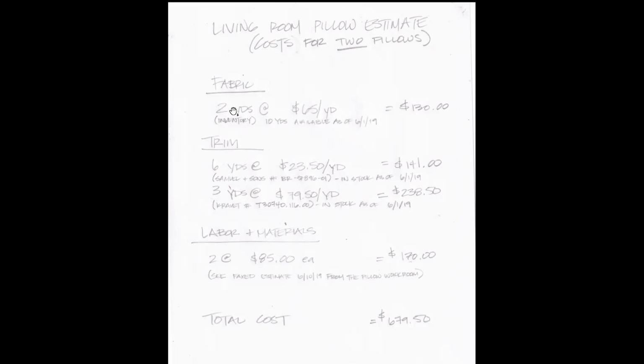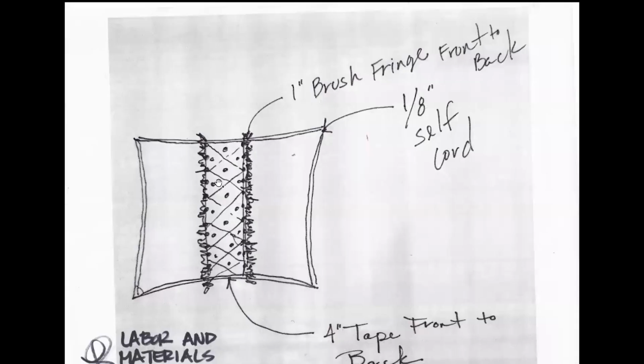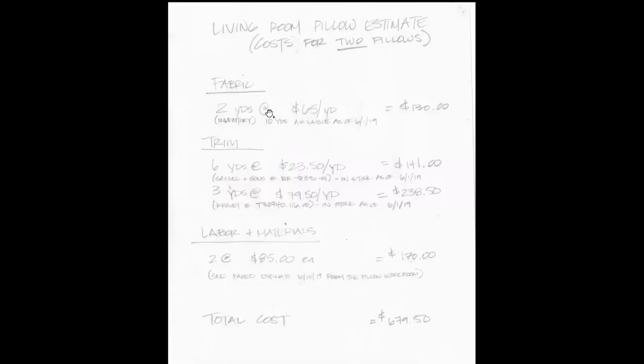Now, the designer knows we need 2 yards, either because they can estimate it based on the size of the pillow and the width of the fabric, or because the workroom told them how much fabric and trim they needed when they provided this estimate. So you can see it's 2 yards at $65 a yard.